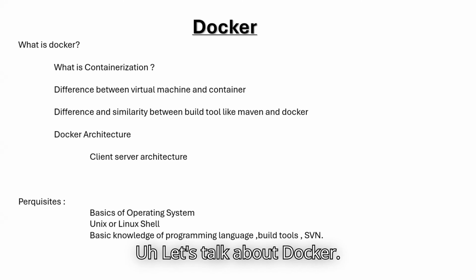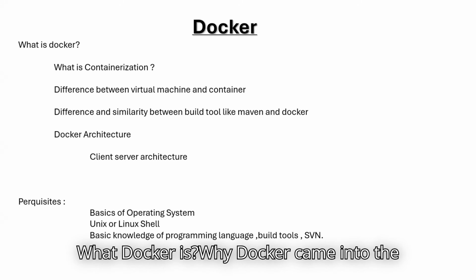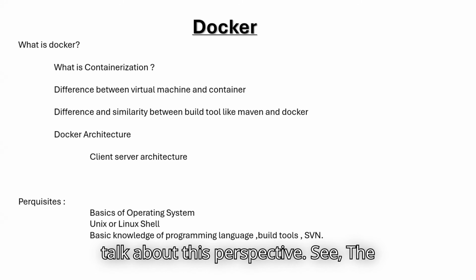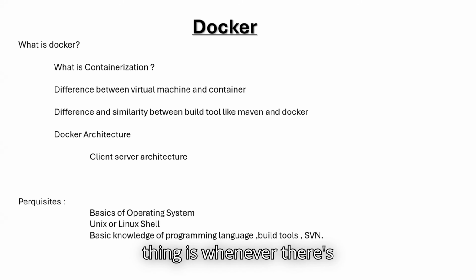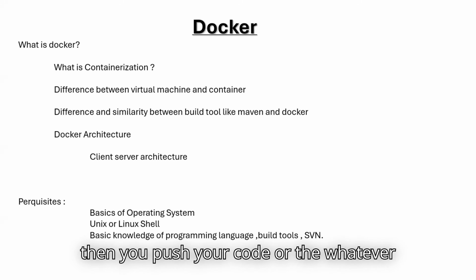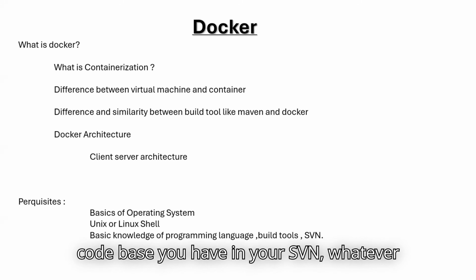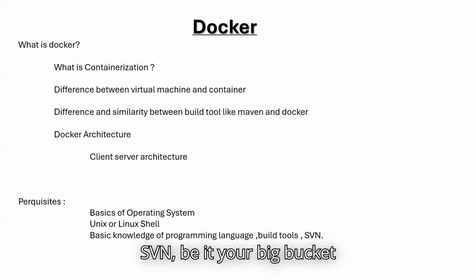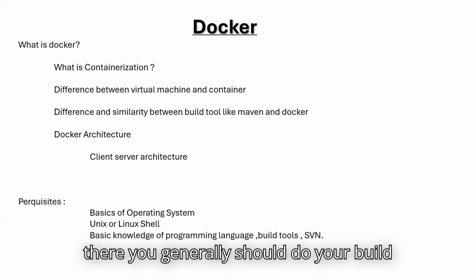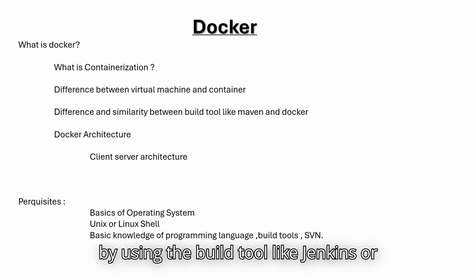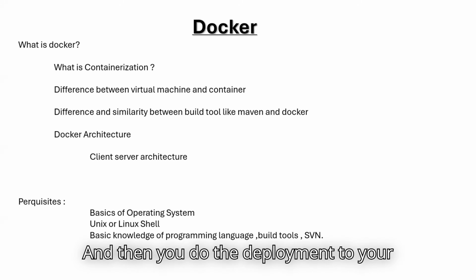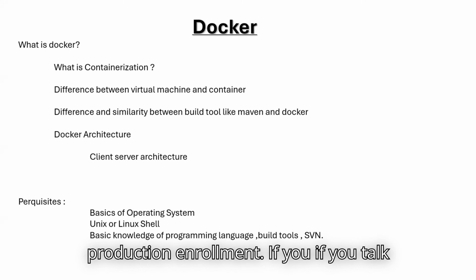Let's talk about Docker. What Docker is, and why Docker came into the market. Let's talk about this perspective. See, whenever there's two things, you have your local system where you develop your code, and then you push your code to your SVN, whatever SVN you're using, be it Git, be it Bitbucket. And from there, you generally schedule your build by using a build tool like Jenkins, or we have GitHub Actions, and then you do the deployment to your production environment.